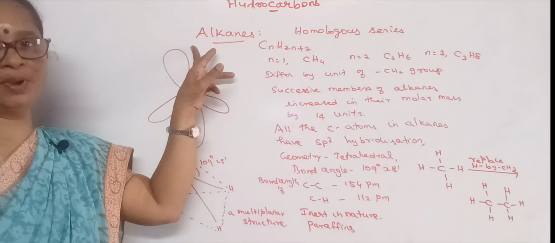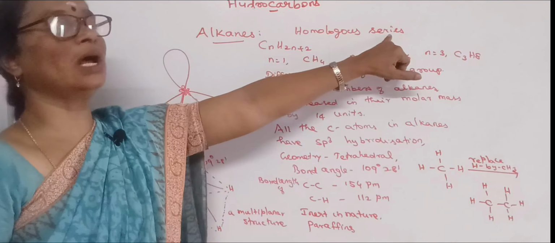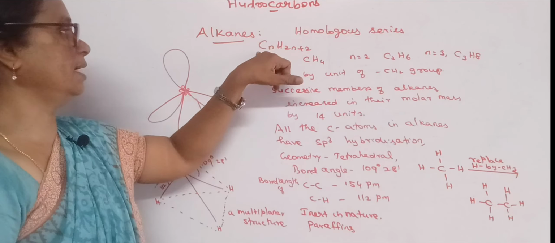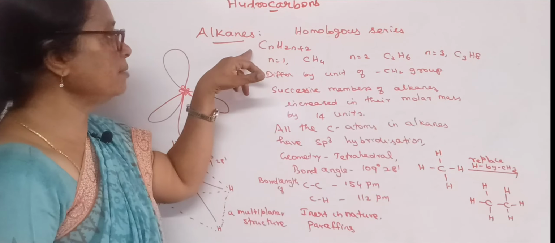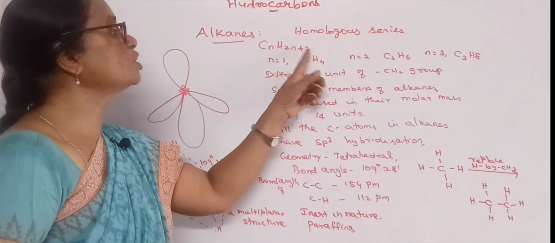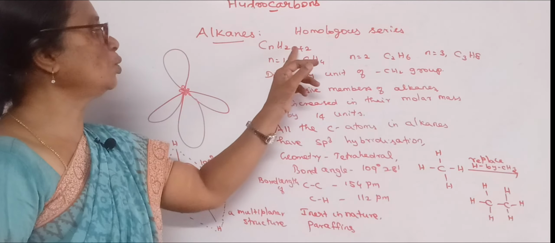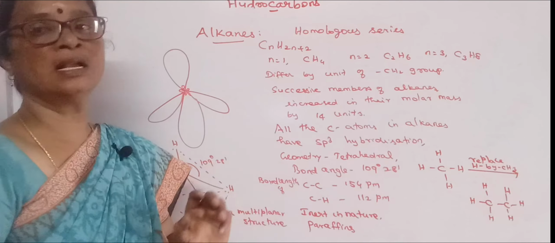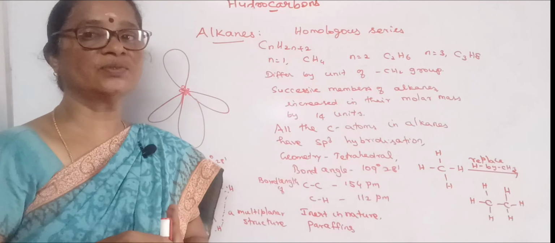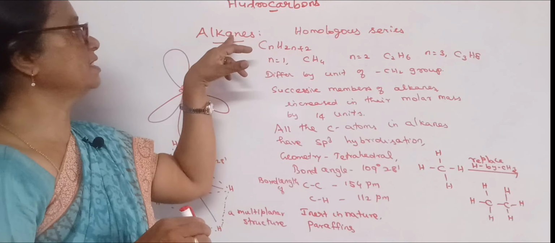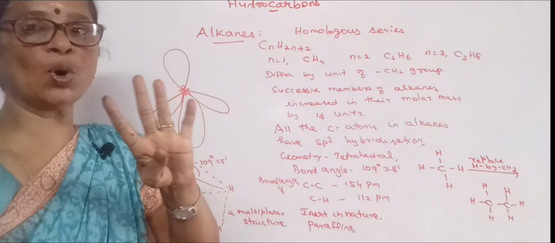Let us see the first members of hydrocarbons, the alkanes. The alkanes make a homologous series whose general formula is CnH2n+2. So the hydrocarbon has n carbons and 2n+2 hydrogens. If n equals 1, you get 1 carbon, and 2 into 1 is 2, 2 plus 2 is 4, so you are getting CH4. This CH4 has 1 carbon, the root word is meth and its primary suffix is ane, so the name of the compound is methane.